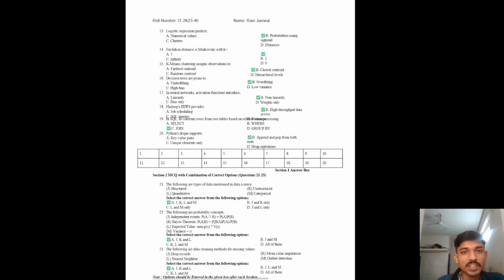13th one is: logistic regression predicts. It predicts probabilities using sigmoid, which means logistic regression outputs probabilities.